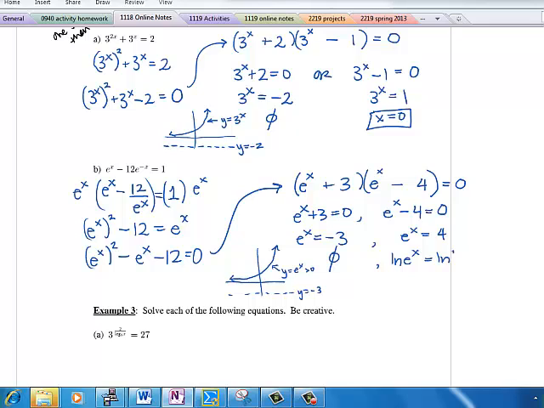But for the other side, we do natural log of e to the x equals the natural log of 4. X times the natural log of e is natural log of 4. So x is the natural log of 4 because natural log of e is 1. It's fine to jump straight to here. If e to the x is 4, then x has to be the natural log of 4. But if you need these steps in between, that's fine also.